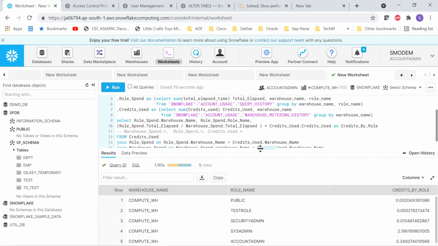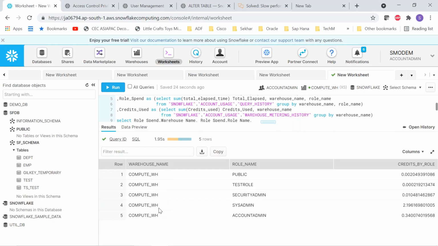You should have the understanding of what is the metadata table, the views that you have to query and all this stuff, right? So my compute WH, these are in many number of roles: account admin, sysadmin, security admin, test role, public, and out of which 2.19 credits goes to sysadmin. So how did I get this figure of credits?